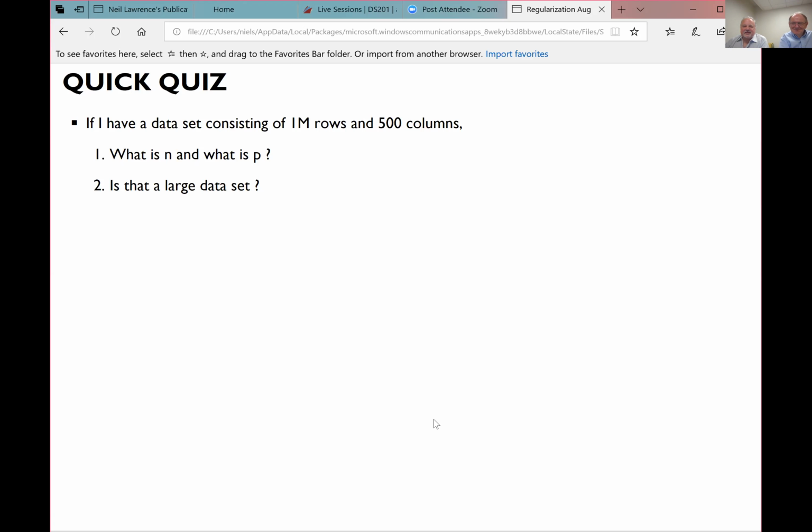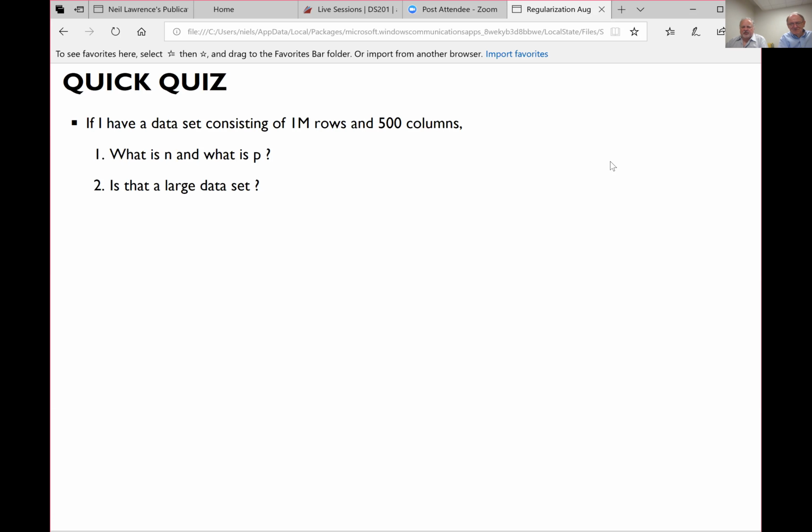N is 1,000,000. Could you pull that down, because I can't really see? But I think I remember it was 1,000,000 rows, so N is 1,000,000, and 500 columns, so P is 500. There's no reason why it has to be, but we've always talked about N by P matrices. So this would be 1,000,000 rows, 1,000,000 data points, 500 columns, 500 predictors.